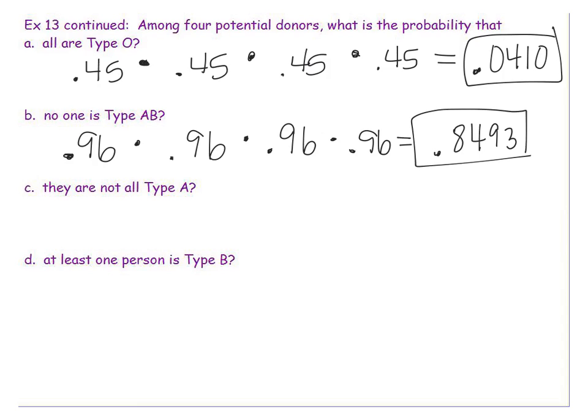So, this is where we get a little trickier. They are not all type A.